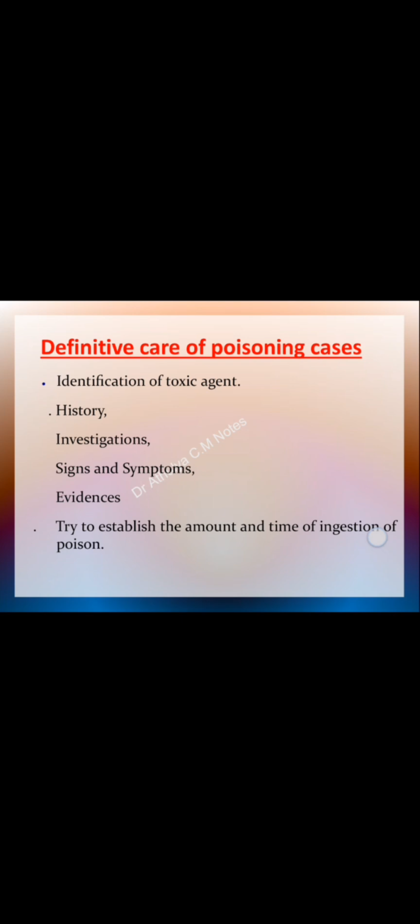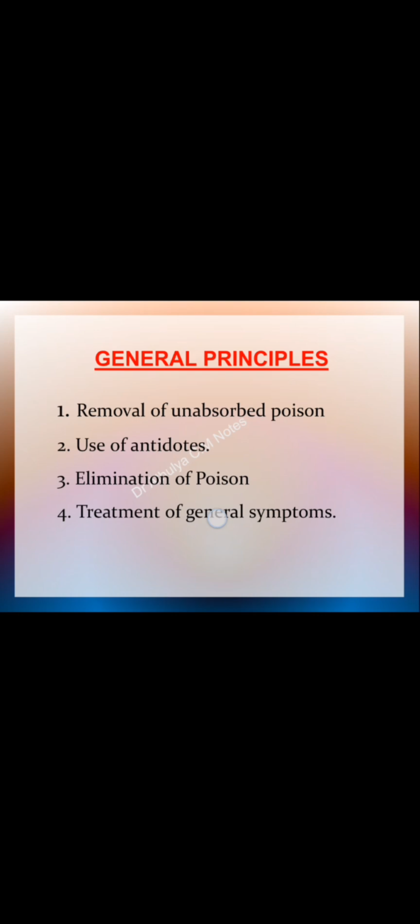Then coming to definitive care of poisoning cases, we have to identify the toxic agent. The main duty is to identify the toxic agent, by taking the history from the relatives or whoever is admitting the patient, and through investigations, by looking into the signs and symptoms, or through circumstantial evidence. We also have to establish the amount and time of ingestion of the poison.